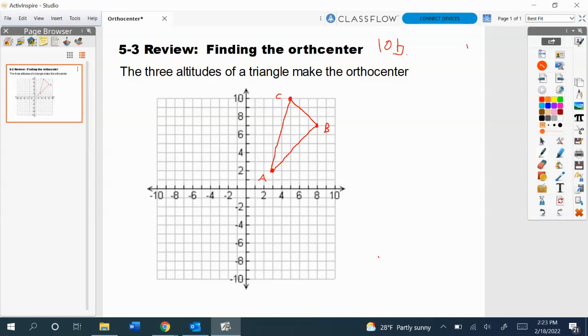Okay, so what we need to do first is pick any side and find the slope of it. Let's just start with this side here, side AC, and find the slope of AC.